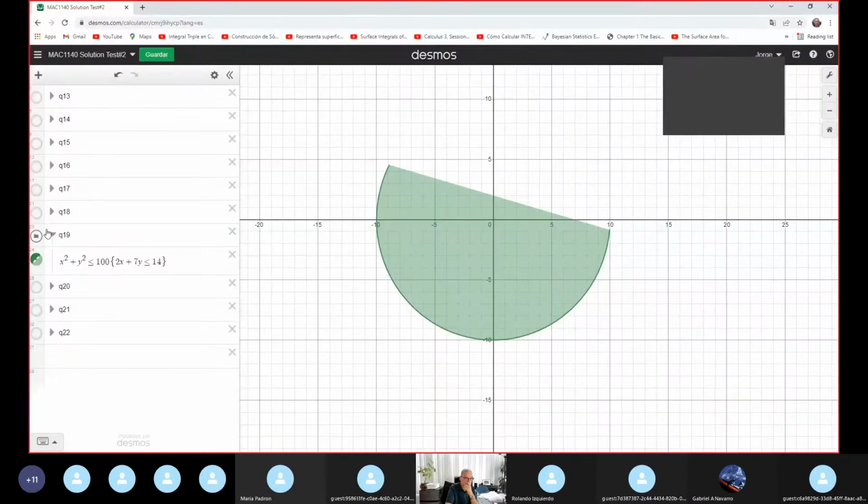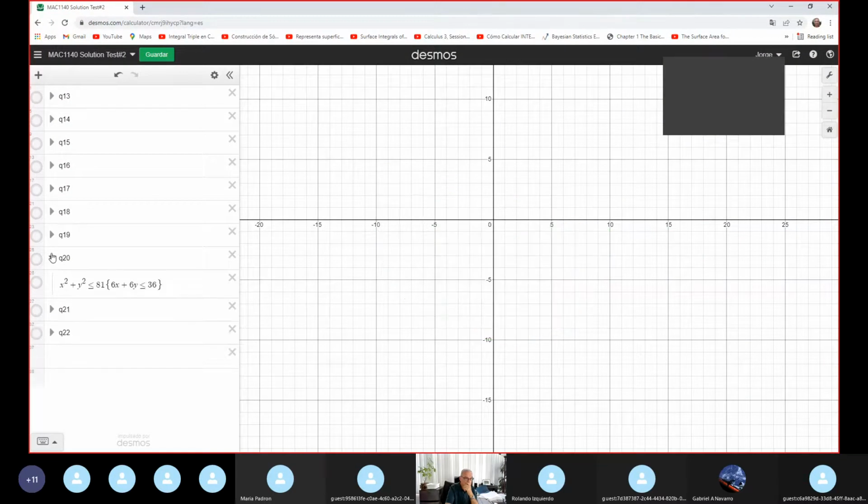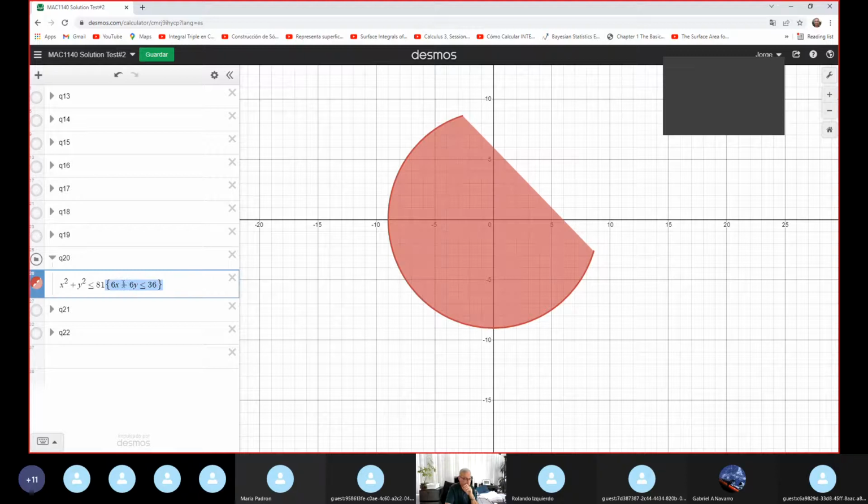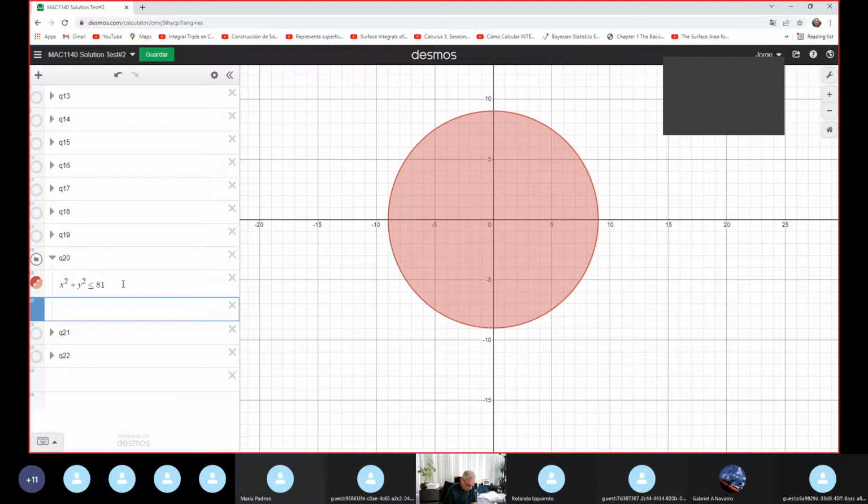Okay, now 20. Now 20 is, again, a circle, center at the origin, and radius 9. And this is a line. It says inside the circle and below the line. It's very, very similar. If you want to show step by step, you can show step by step. You copy that, Control C, Control X, good. And Control B.